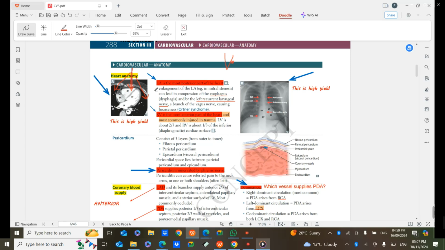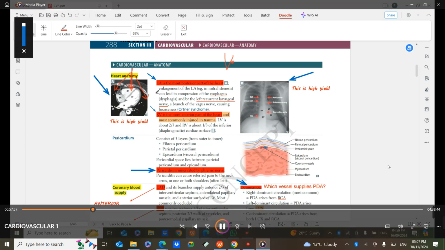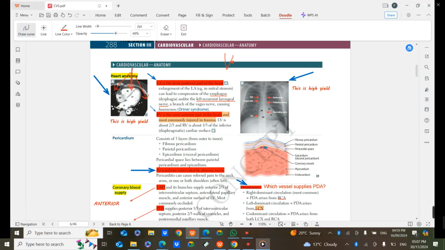Anything that can make the left atrium enlarge. There are some structures around the left atrium, and the left atrium will be compressing on them. A very good example is the esophagus. So, under which condition do you think the left atrium will enlarge? The same thing you are thinking about: mitral valve stenosis. Mitral stenosis.